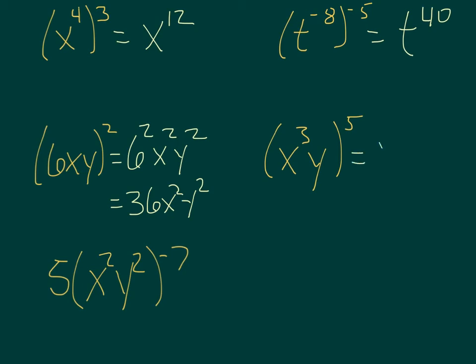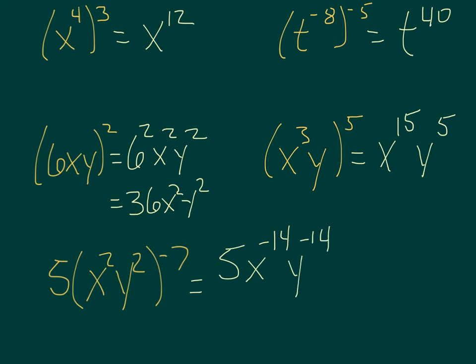This one would be x to the 15th, y to the 5th. Now, just like everything else we've been talking about, this 5, you have to understand what is and what is not connected to the exponents. This 5 is out in front, not being affected by this negative 7 exponent. So it's just going to be 5, x to the negative 14th, y to the negative 14th.